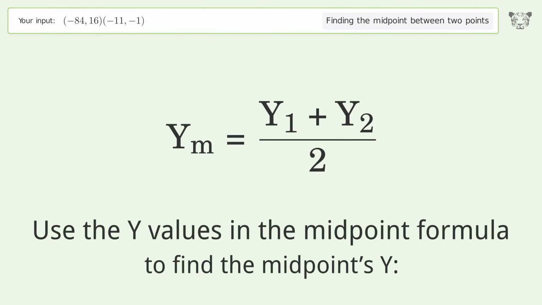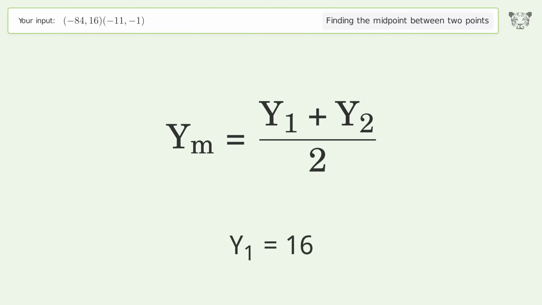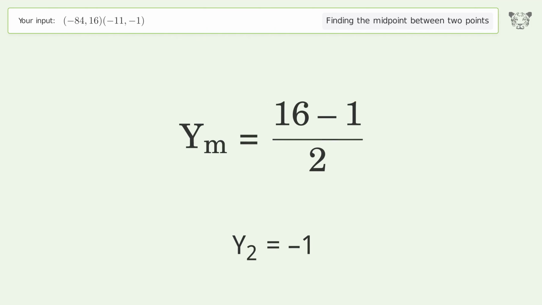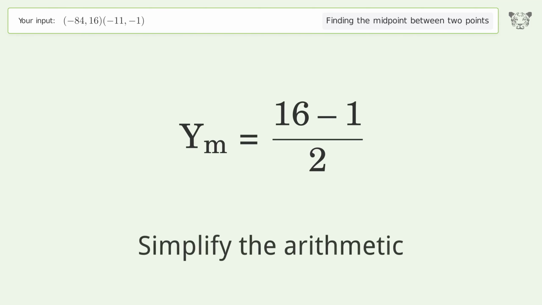Use the y values in the midpoint formula to find the midpoint's y. y1 equals 16. y2 equals negative 1. Simplify the arithmetic.